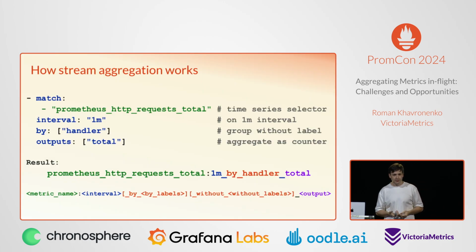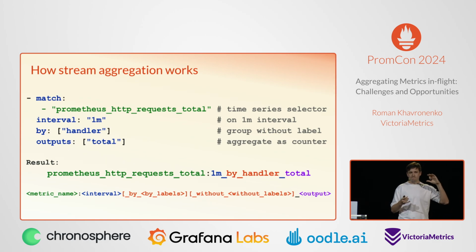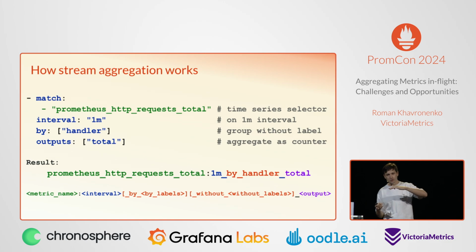Here's how the configuration looks. It's more complex than recording rules, but still not that complex, I would say. So you have 4 fields here. The first one is match, what time series, what metrics I want to aggregate. The second is interval, on what interval I want to do the aggregation. And then you decide by which labels you want to aggregate. You can also pick by labels or without labels. And you decide on output, the type of aggregation you want to apply.